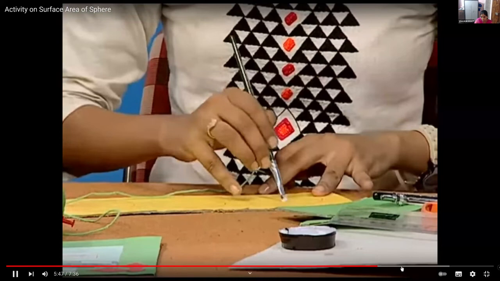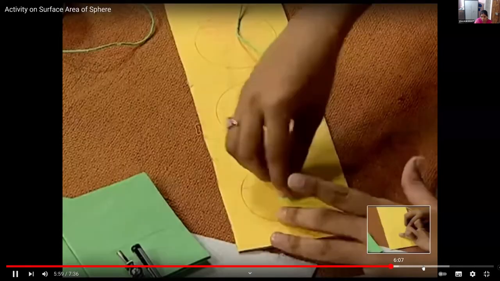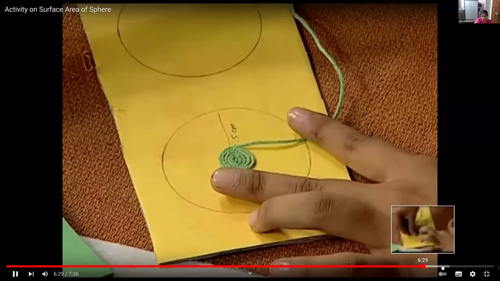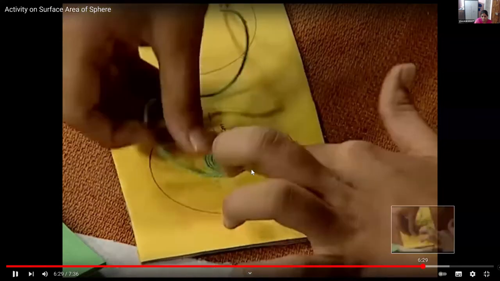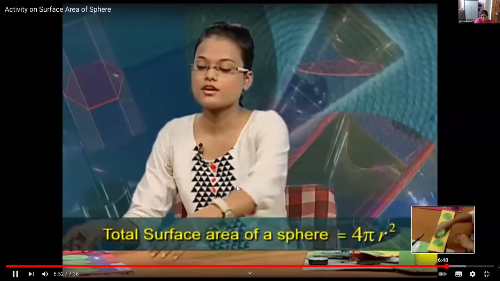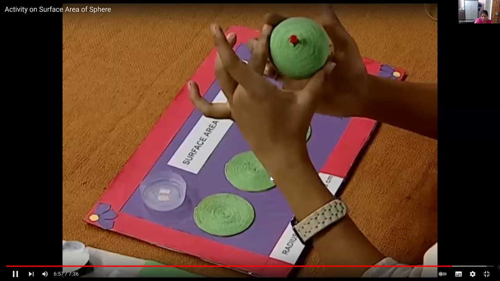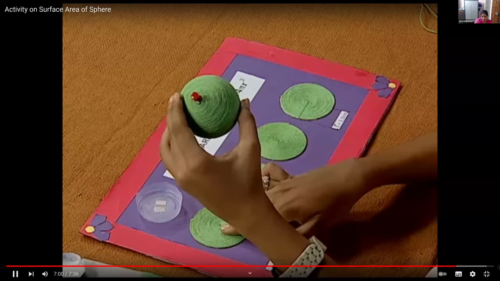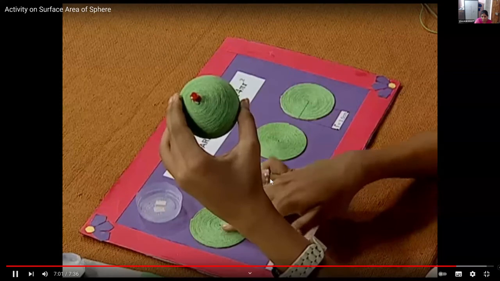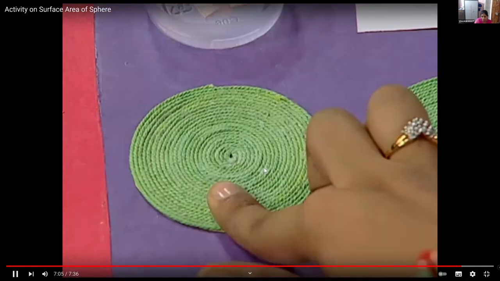Similarly, 4 times. The surface area is 4 pi r square. This is the sphere, and the surface of the sphere is 4 times the area of 1 circle of the same radius. This verifies it.